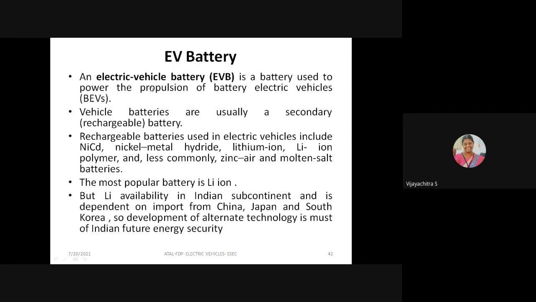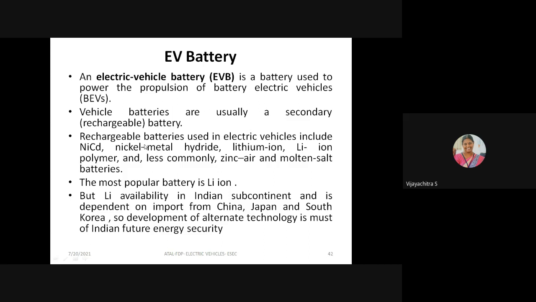Now, the electric vehicle battery is a battery used to power the propulsion of battery electric vehicles. This is a battery electric vehicle, which is why it is represented as BEV. Vehicle batteries are usually rechargeable batteries, so they should not be single-use, throwaway batteries. Once the charge is drained, we have to do recharging.